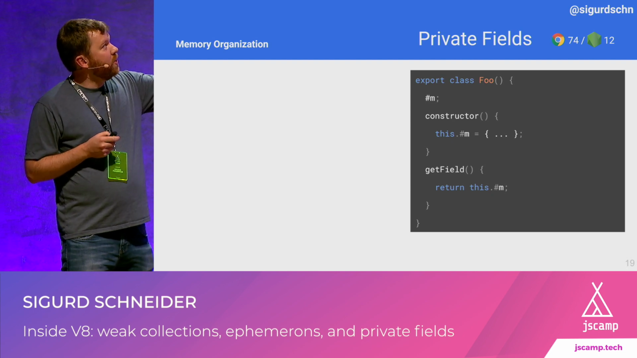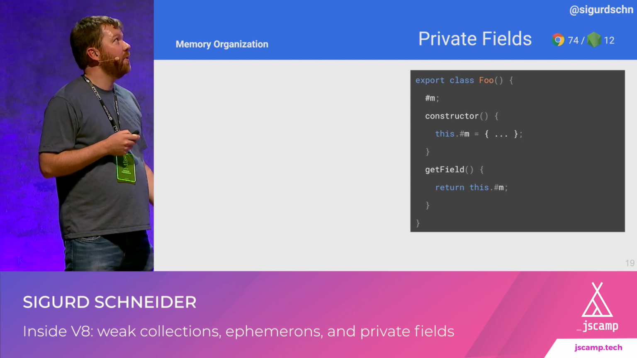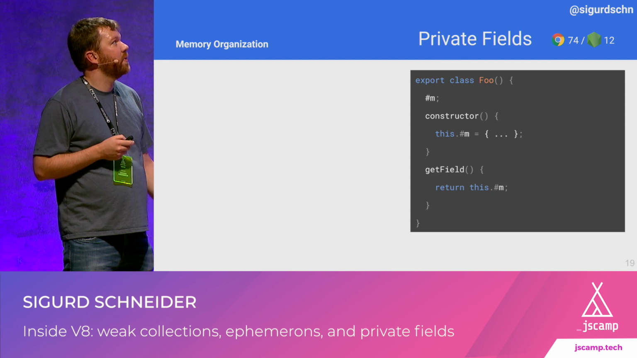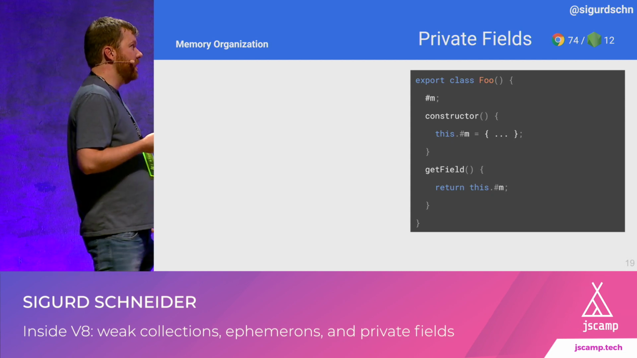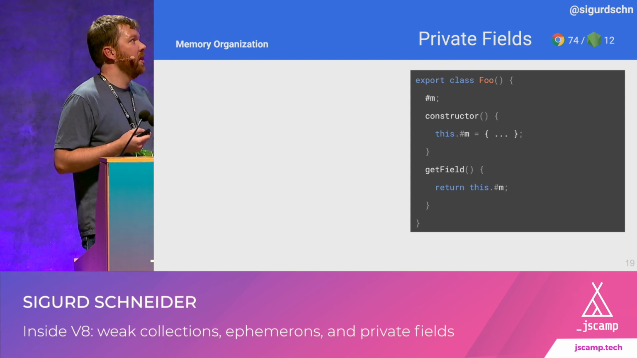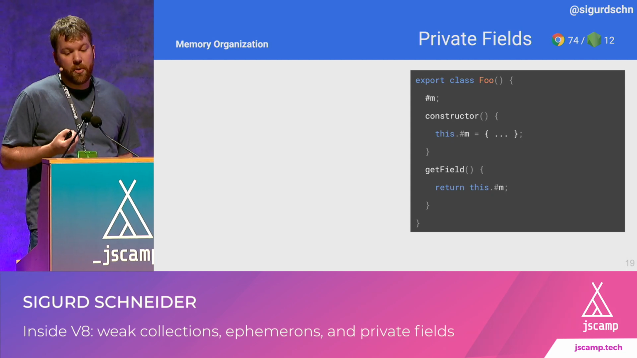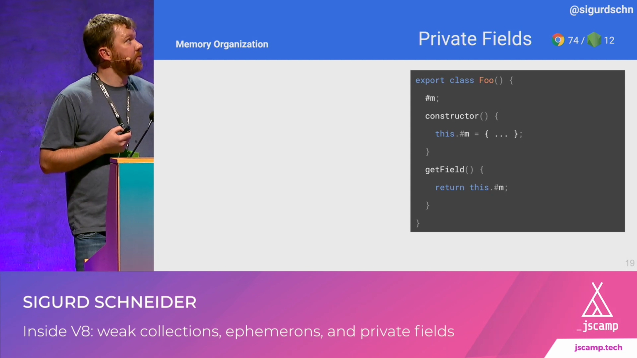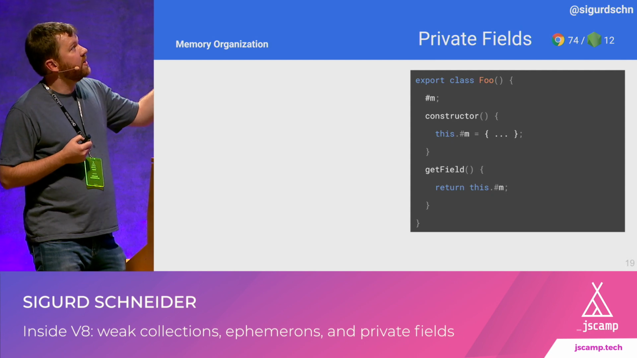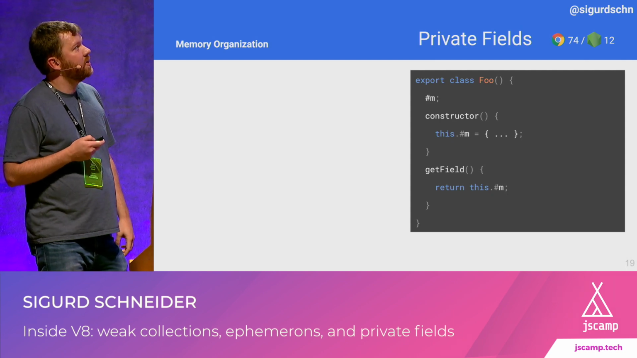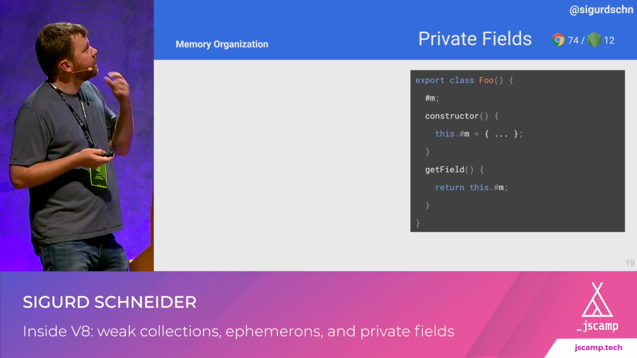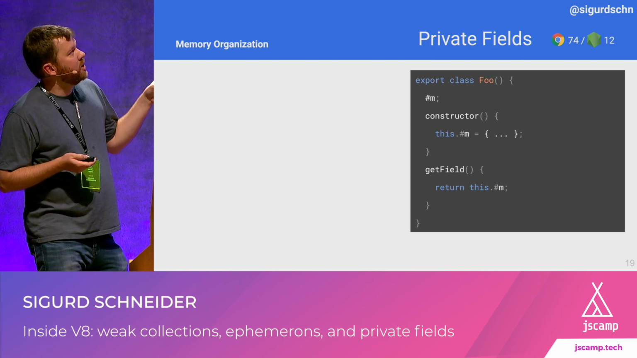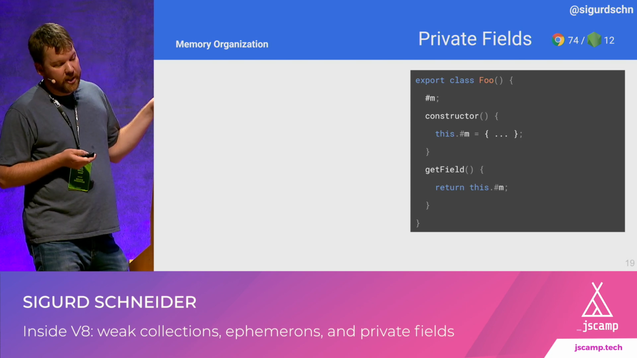So here is a class Foo with a private field m. You have to declare the private field in the body of the class, and then you can basically use it like a property on the object, but only from within the class. And the special syntax is that all the private fields start with a hash. So I don't want to go into the details of explaining private fields here.